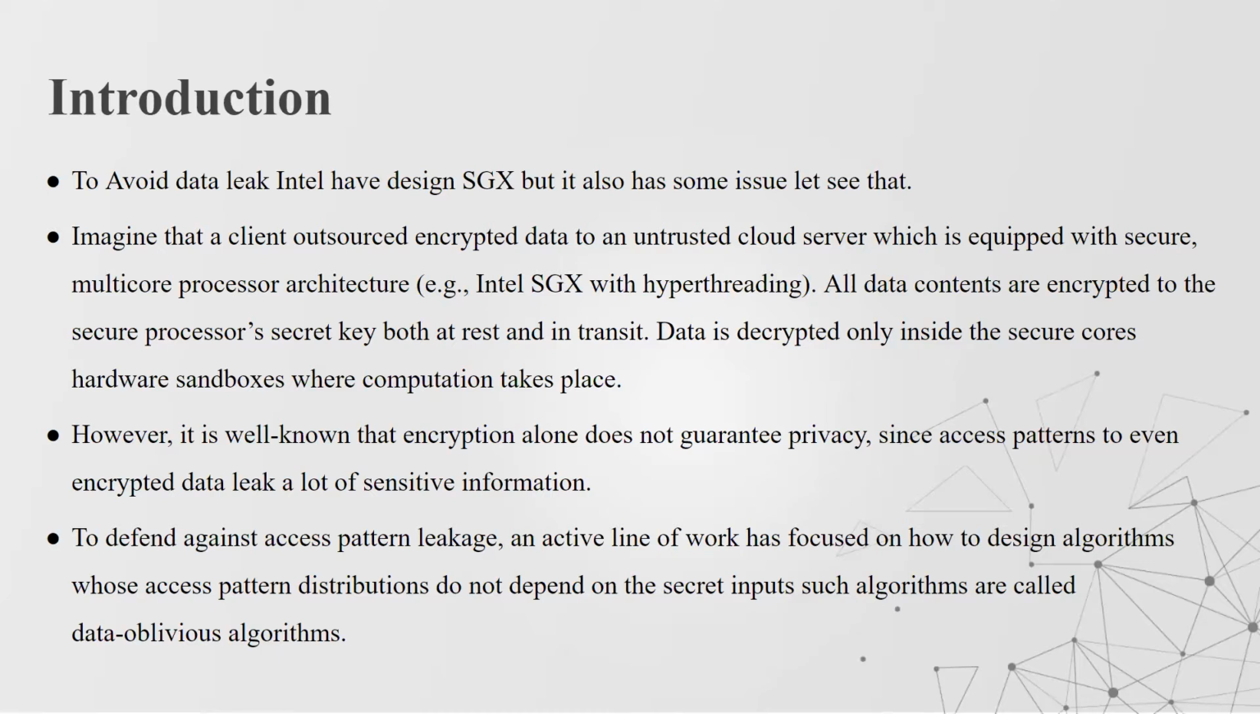However, it is well known that encryption alone does not guarantee privacy, right? So it doesn't guarantee that once the data is encrypted, there will be no data leak and your sensitive information will be secure. There will be a data leak even if your information is in encrypted form. So to solve this problem, they are trying to design algorithms whose access pattern distribution does not depend upon the secret input. Such types of algorithms are called data-oblivious algorithms.